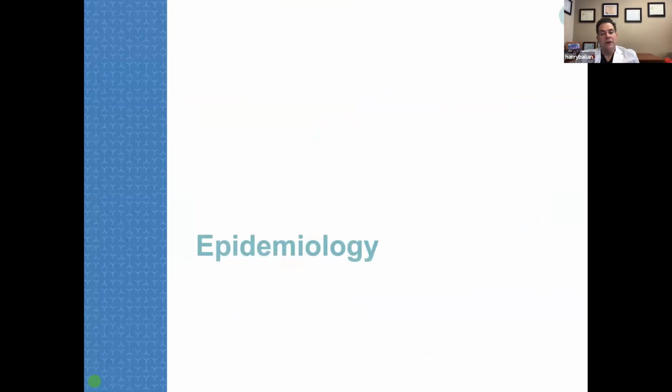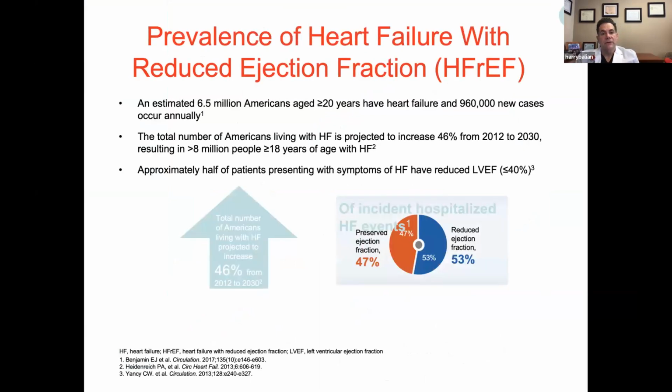So looking at the epidemiology of heart failure, the prevalence of heart failure with reduced EF is basically getting worse. And when we look at the numbers, we have almost 8 million Americans aged 20 and older, and this number is only going to increase as time goes along. From 2012 to 2030, we're projecting further increase in the numbers of patients with heart failure.